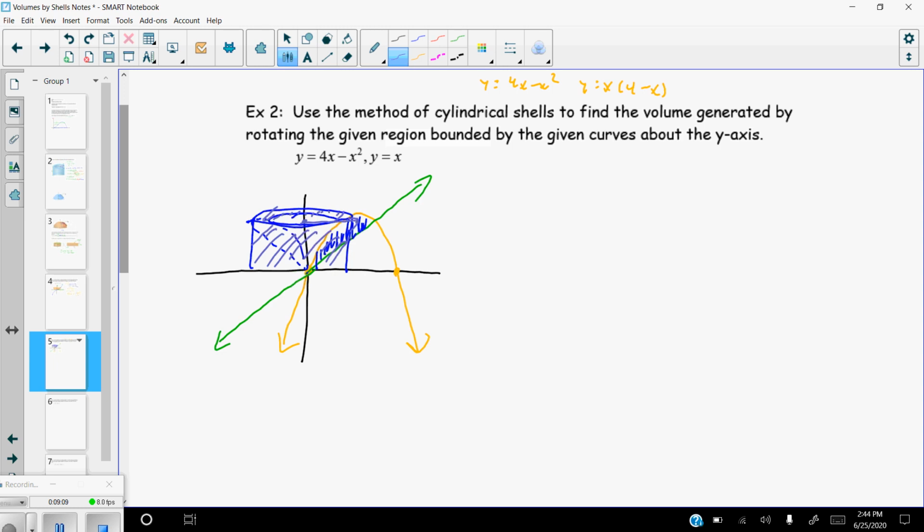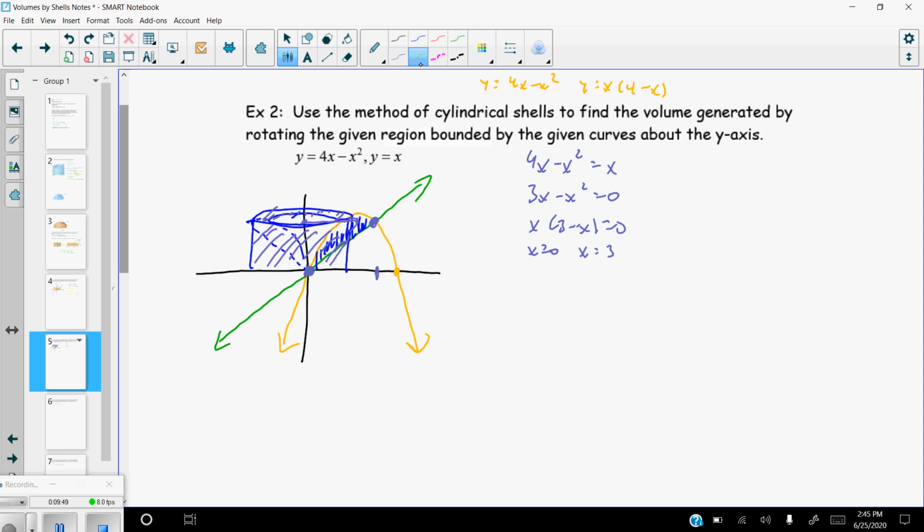So we do need to find the intersections, though. It's going to go from here, which is obviously 0, out to here. We have to figure out what that x value is right there. So if we set those two equations equal to each other, we're going to have 4x minus x squared equals x. We have to figure out what the x value is here. So we'll subtract x on both sides. We get 3x minus x squared equals 0. Factoring out an x, it looks like we're going to get x equals 0, which we knew, and x equals 3. So those are our bounds.